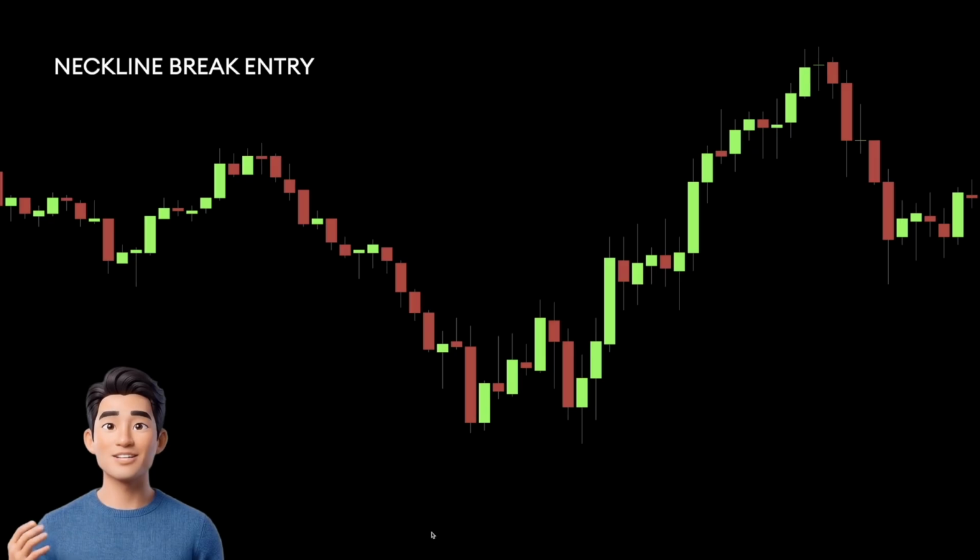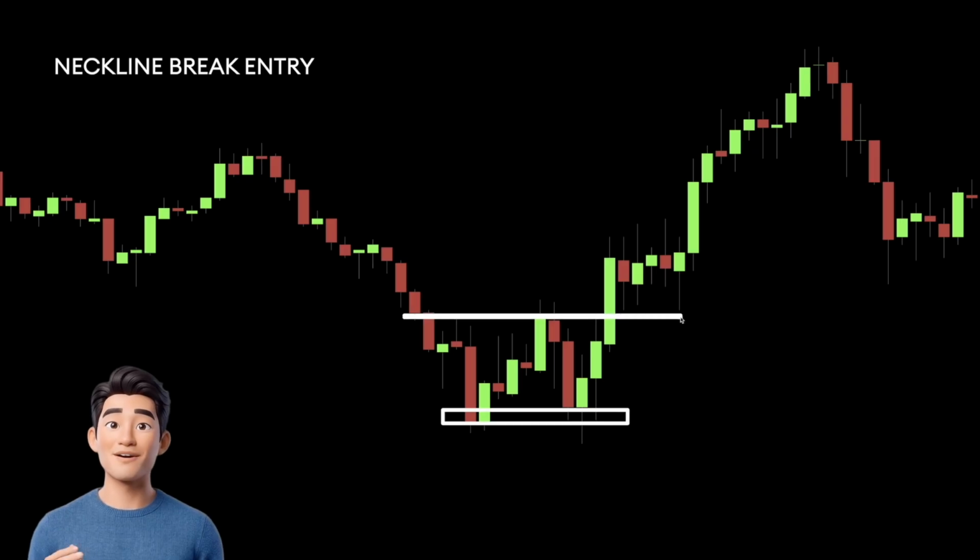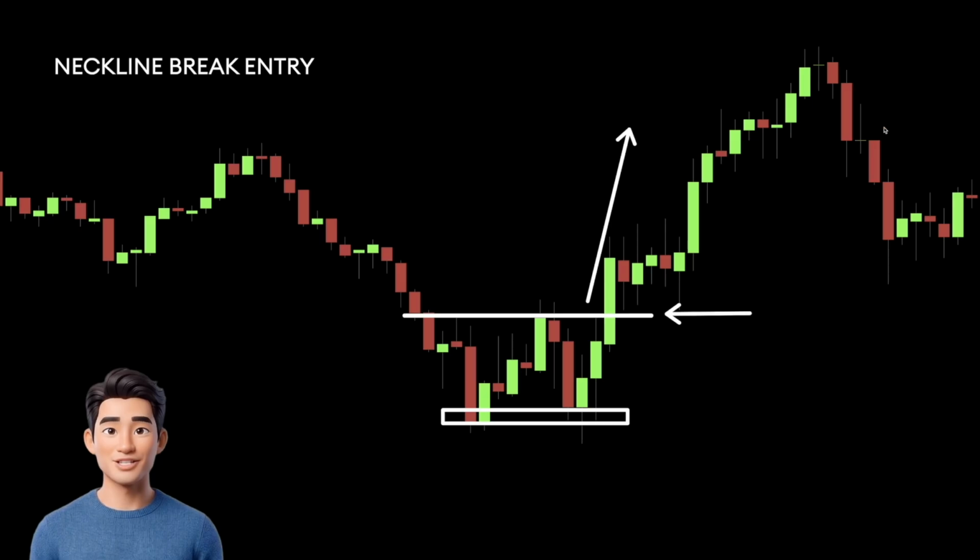Now, flipping this to the double bottom pattern. The neckline forms based on the recent swing high. Once the price breaks above the neckline and makes a higher high, the trend reversal is confirmed, signaling an opportunity to take a long entry. This indicates that the market is transitioning from bearish to bullish.